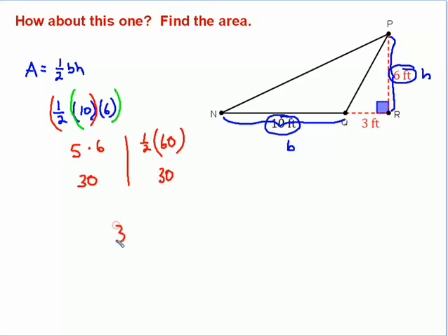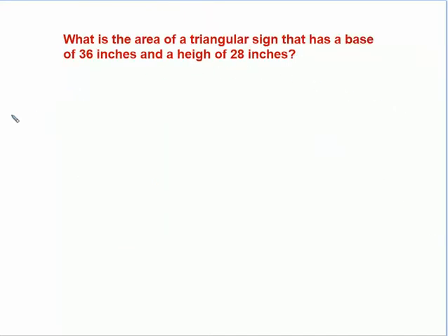Now, so my answer is 30, but 30 what? It's always in square units because it is area, so 30 feet squared. 30 feet squared is the area of this triangle. All right, let's try one last problem.